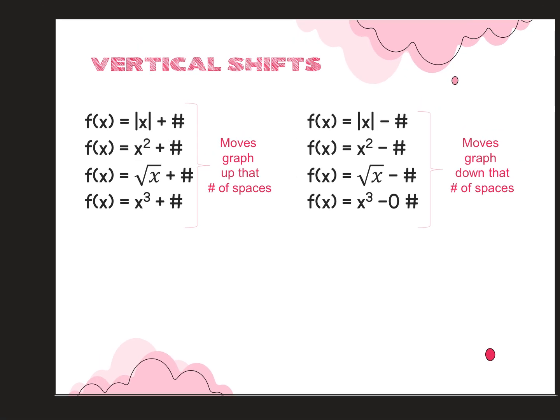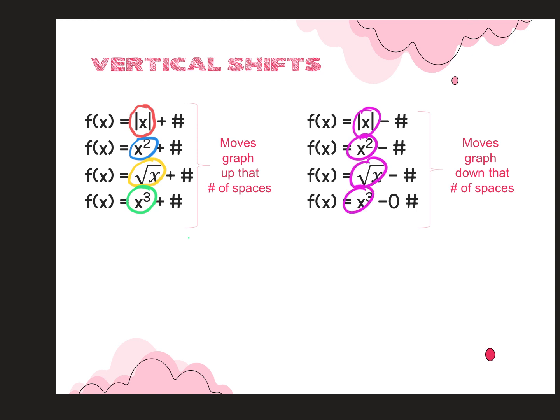Here are our shifts. All right, vertical shifts. What I want you to notice. Here is my function. What function is this? Absolute value. What's this one? X squared, parabola. What's this one? Square root. Good. What is this one? Cube. What is this one? Then what? Then what?